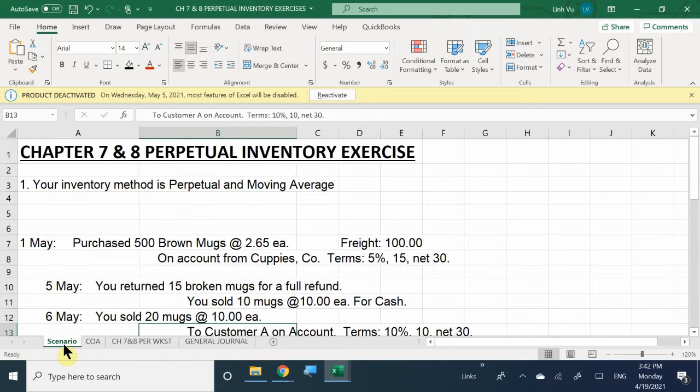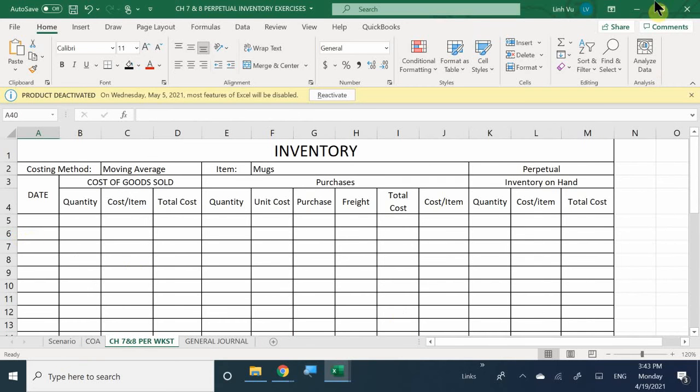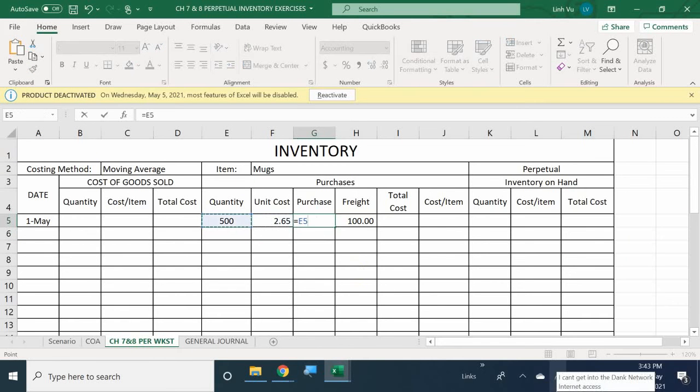Okay, so let's take a look at our information once again. How many items did we buy? 500. 500 at 2.65 with a freight of 100. So inventory worksheet. Okay, it's May 1st. We purchased 500 items at 2.65 with a freight of 100. So therefore, what is going to be my total purchase price?